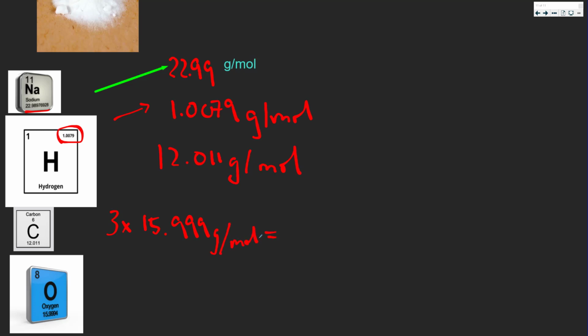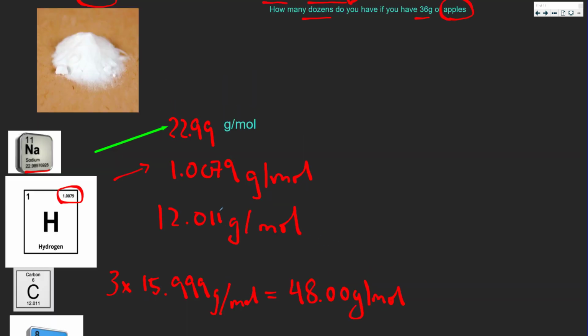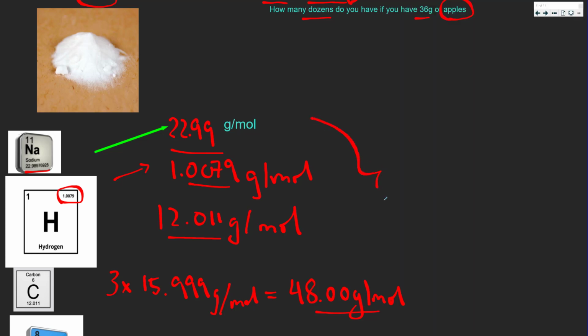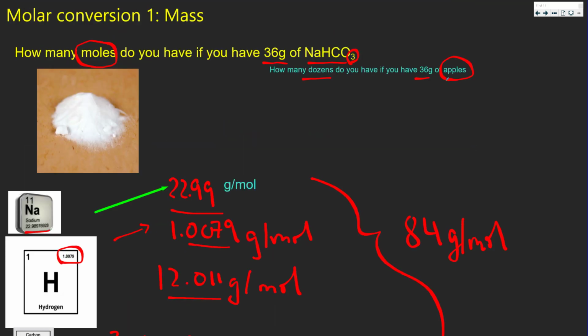So if we were to multiply this by 3, you're going to get about 48. I'm just rounding this and doing this in my head. But if you were to put the decimals in, you would have like 47.97. So once you have all of these, you're going to add all these numbers up. I'm going to quickly punch it in my calculator: 22.99 plus 1.0079 plus 12.011 plus 48. And this is going to give me a total of 84 grams per mole.